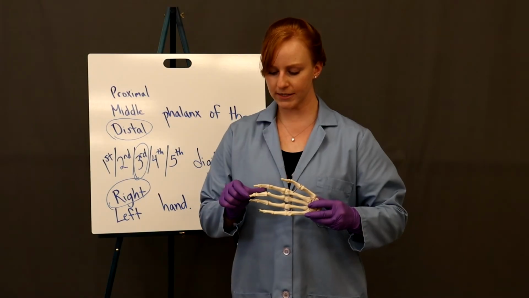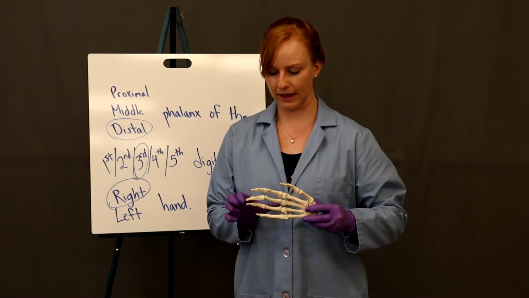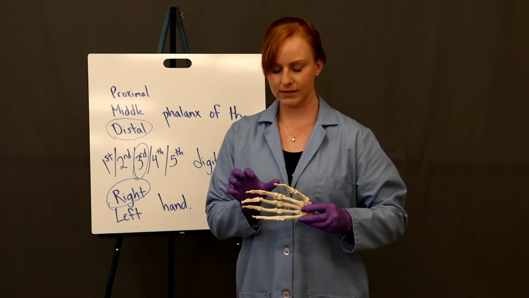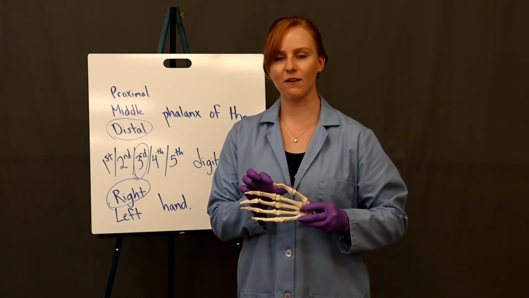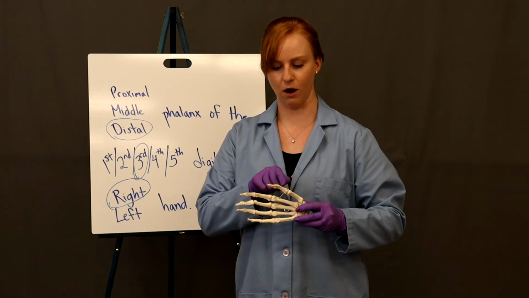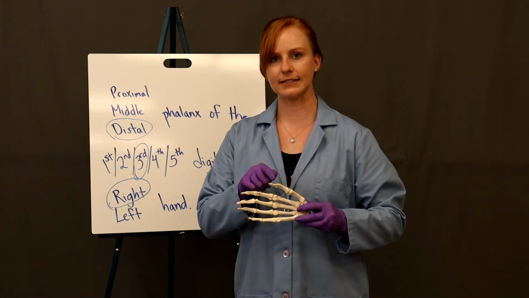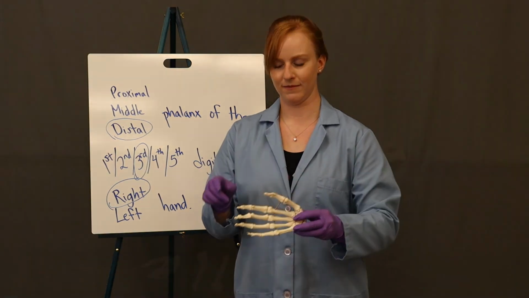Okay, so most of these digits do have 3 phalanges, but notice that the thumb only has 2. So the thumb does not have a middle phalanx. It just has a proximal phalanx and a distal phalanx.